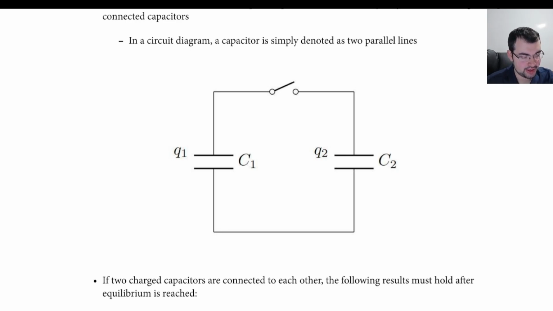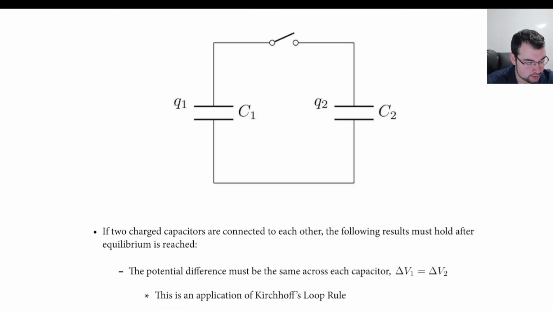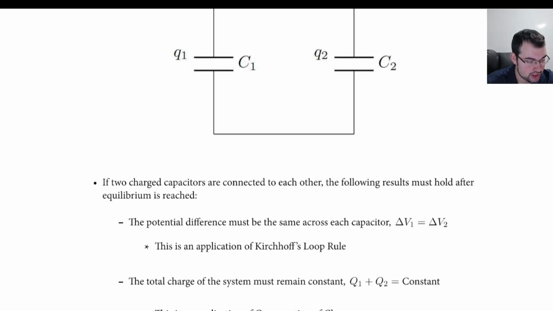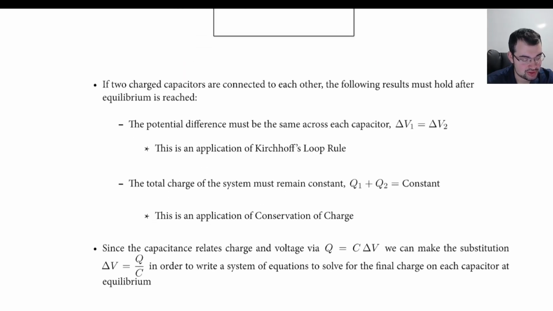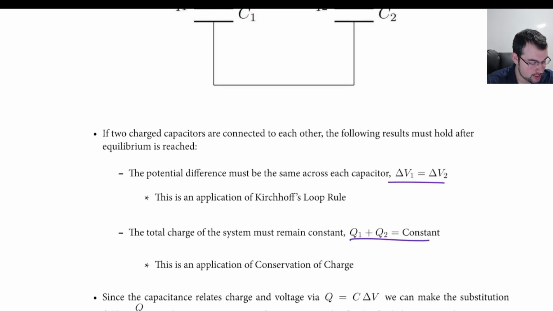So the first problem we're going to consider is what happens when we charge two capacitors and then connect them. If we connect two charged capacitors, we are claiming that we get the following results, which will allow us to solve for all the charges. First, the potential difference across each capacitor must be the same. So we're saying the delta V's must match. That's one equation we can write. And then we can also say the charge of the system must be constant.